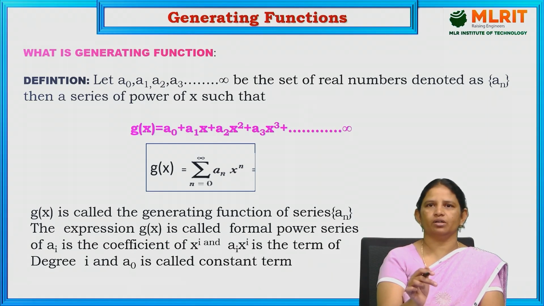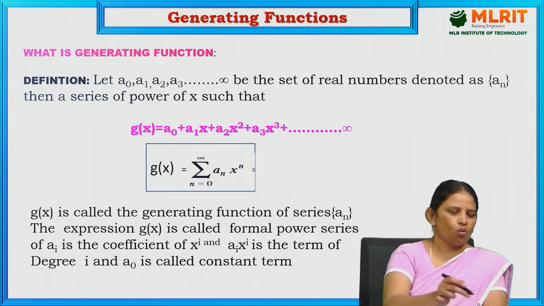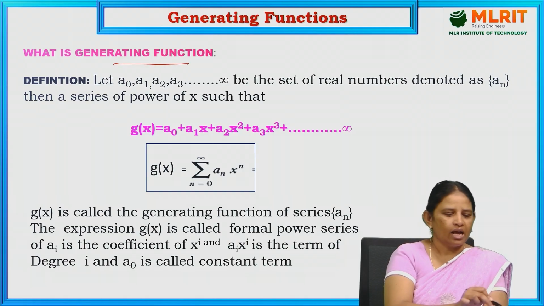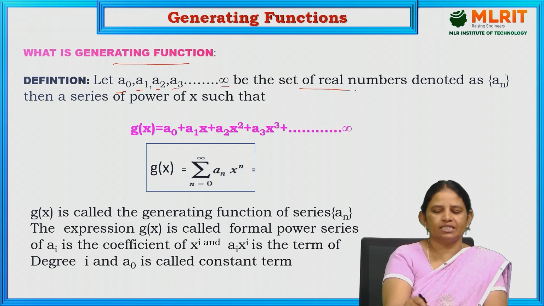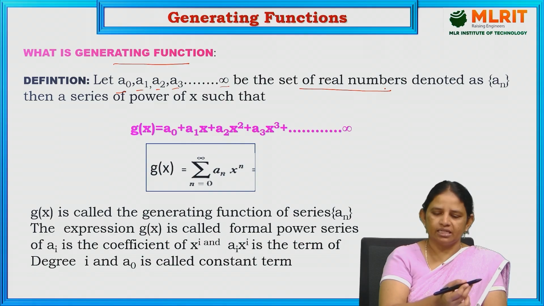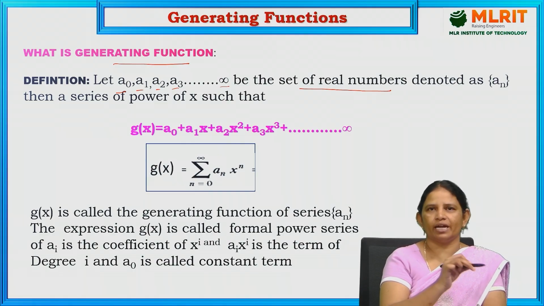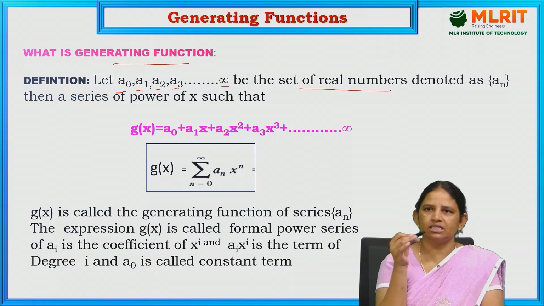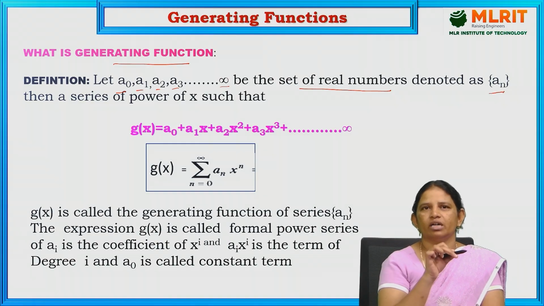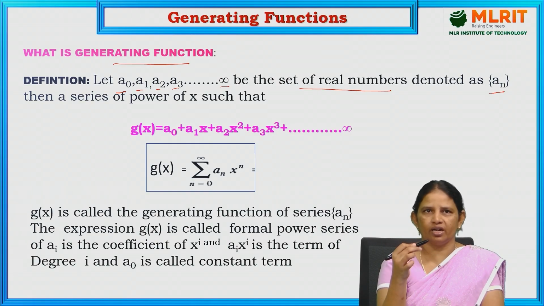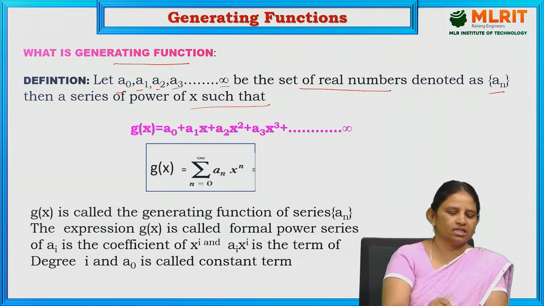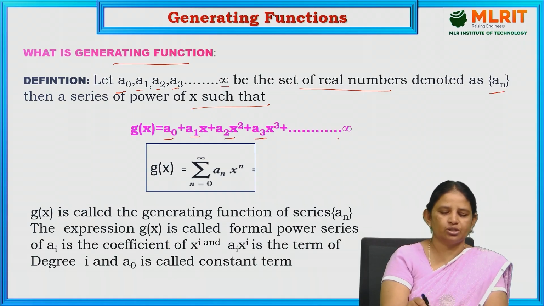First of all, coming to the definition of generating function. Let a0, a1, a2, a3 and so on up to infinity be a set of real numbers. Instead of writing each and every term in the expansion, we can summarize it as a_n, where n is between 0 and infinity. Then the series of powers of x, the generating function, is written as g(x) = a0 + a1x + a2x^2 + a3x^3 and so on to infinity. So this is the generating function expansion.